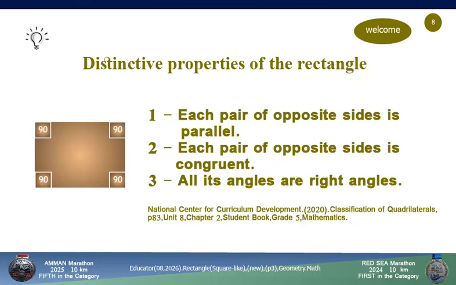Distinctive properties of the rectangle. 1. Each pair of opposite sides is parallel. 2. Each pair of opposite sides is congruent. 3. All its angles are right angles.